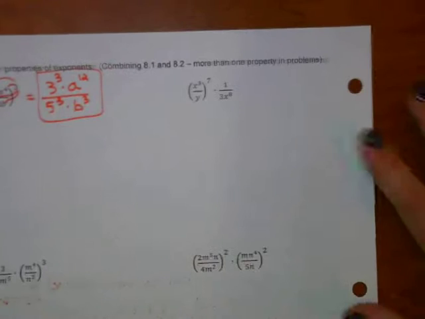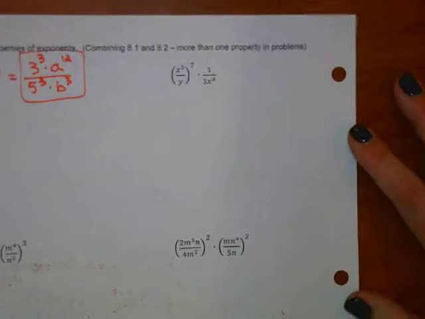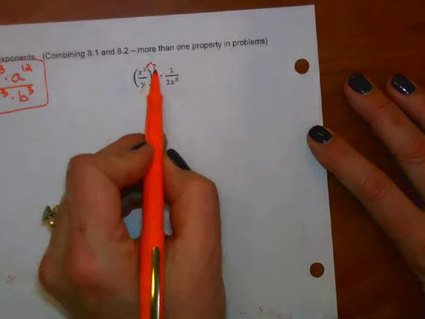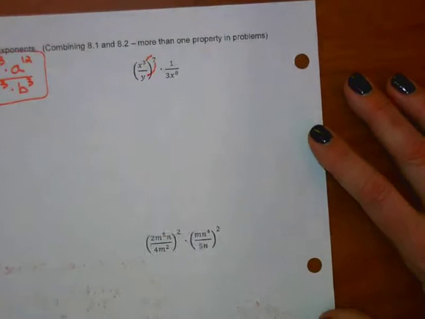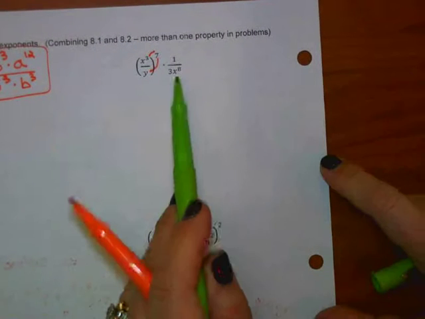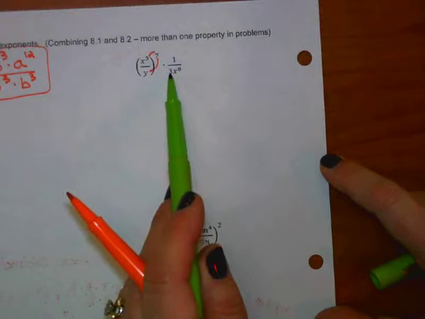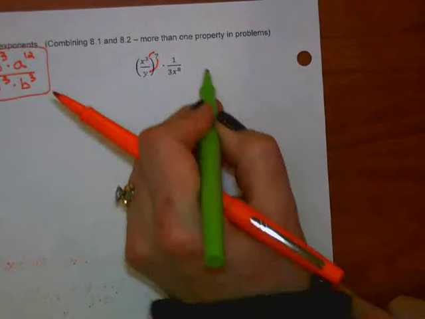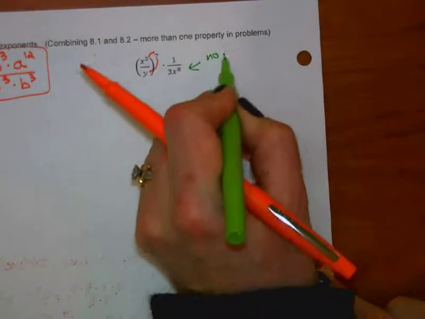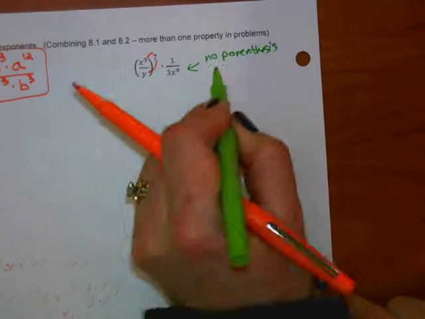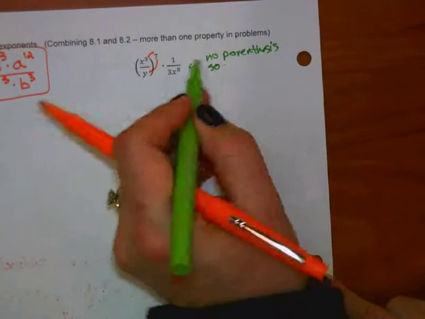Let's do another one. You ready? Okay, we've got a 7. We're going to put it on both of these things here. I want you to make a note to yourself. Why do I not put the 8 on the 3 here? Because it's not being added. There's no parentheses around it. So make a note to yourself: no parentheses. So you don't put the 8 on the 3.